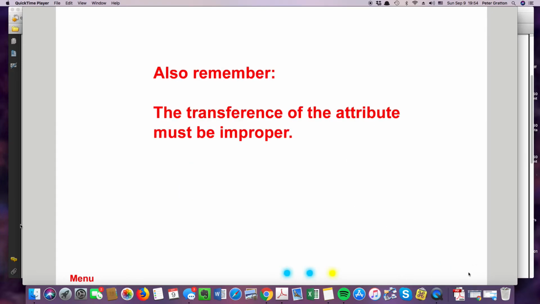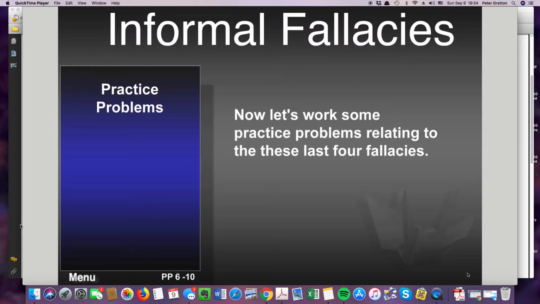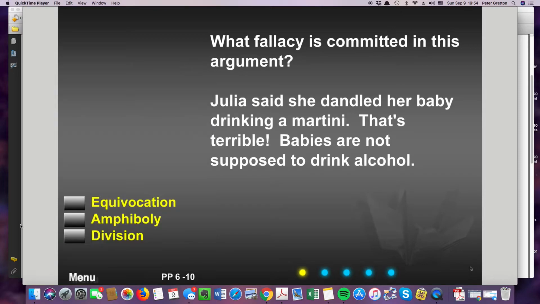Also remember, the transfer of the attribute must be improper, right? So for example, a piece of chocolate cake. If I say I like chocolate cake, and you give me a piece of a chocolate cake, you can move that attribute. A piece of chocolate cake is delicious, right? And so that would be a proper transference. But improperly would be just giving me, I don't know, just merely the dark baker's chocolate or something like that.